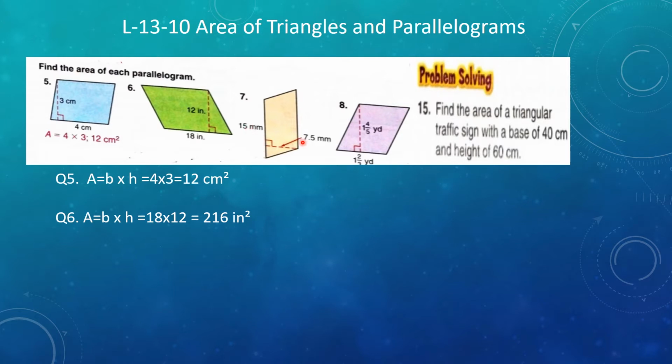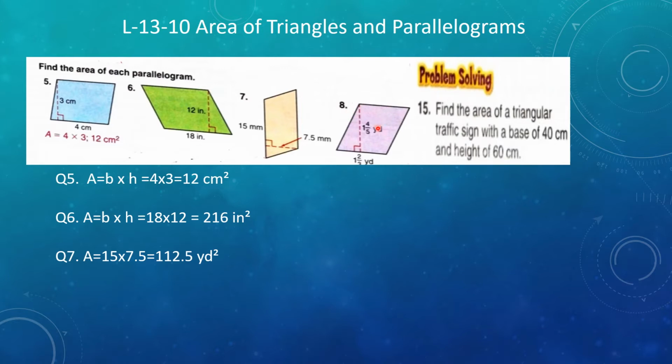In the question number 7, you can see what is the base in this one? 15 or 7.5? 15, because you can see this one is the perpendicular distance. Then perpendicular distance from the opposite vertex, it is height. Then 15 multiplied by 7.5. What is the answer? 15 multiplied by 7.5, 112.5 yard square.